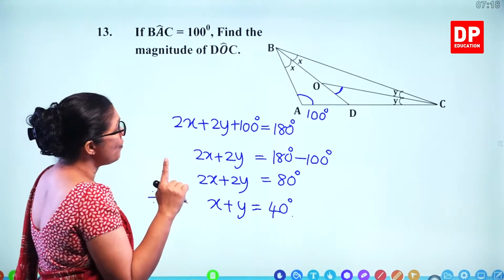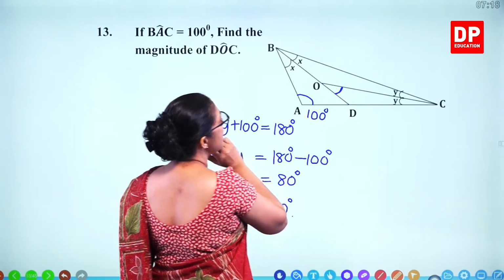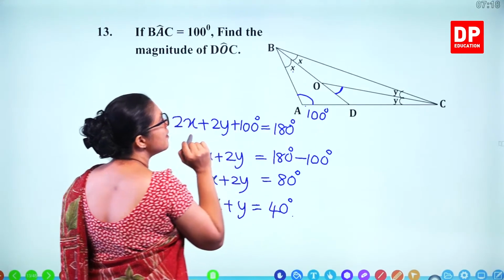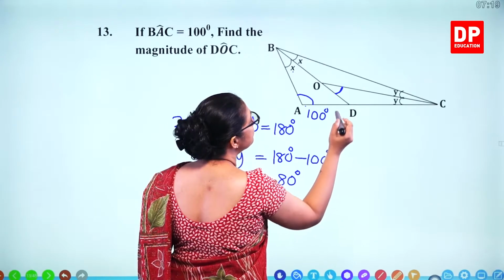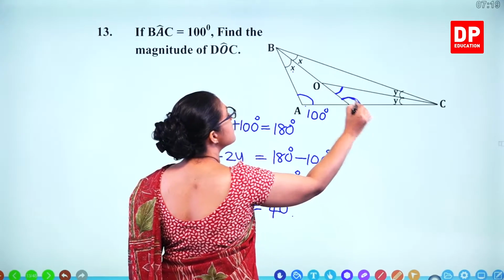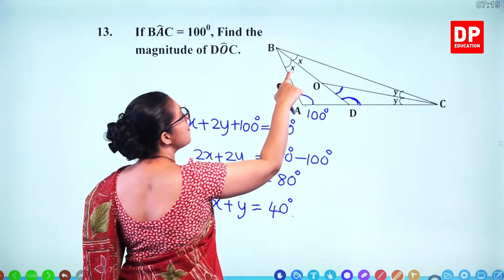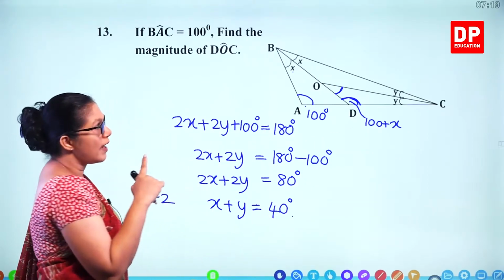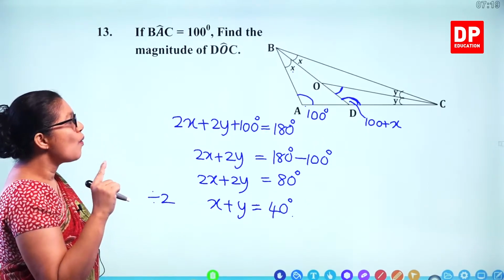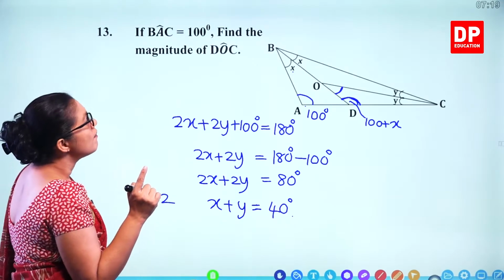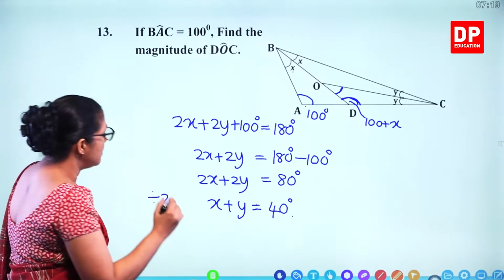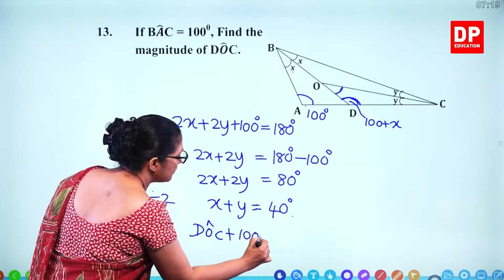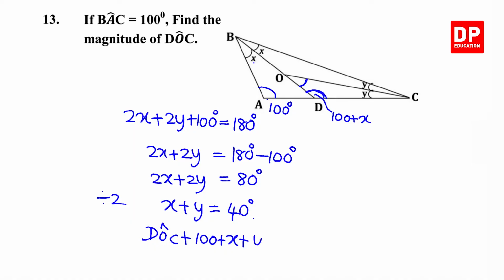Now we need to find this angle. What's that angle? Now can you see, this is x, this is 100. So what is this angle? This angle, the exterior angle of that, becomes 100 plus x. So this is 100 plus x. Now you can use the sum of angles in triangle ODC. The required angle DOC plus 100 plus x plus y equals 180.